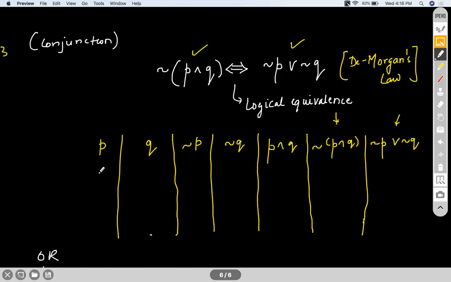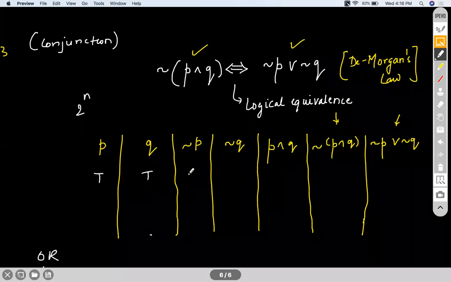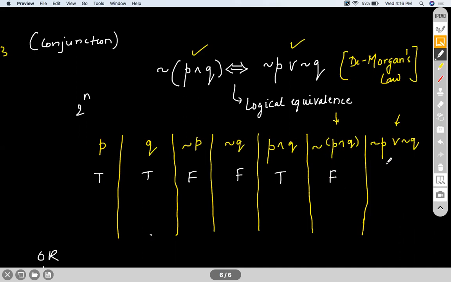So let's see how many inputs we have for P and Q. Remember, it's always 2 to the power n. So if there were P, Q, R, let's say, then it will have 8 inputs. Let's say true, true. So what will this be? False, false. Then true: this will be false. False, false, which is false.